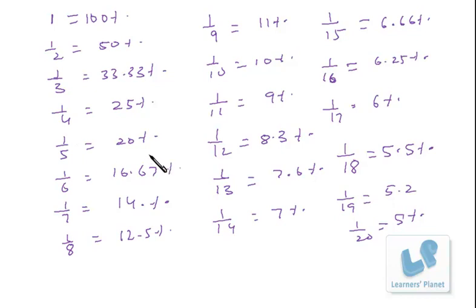Now suppose you are given any other numerator, not 1, then what you can do? Suppose you have to calculate 2 by 3. 1 by 3 you know, so 2 by 3 will be just double of that, that is 66.67%. Similarly, if 1 by 4 is given to you, you can calculate 3 by 4. 1 by 4 is 25%, that means 3 by 4 is 75%. Similarly, 1 by 5 is 20%, that means 2 by 5 is 40%. So the calculation will be on your tips if you are aware of this much information.